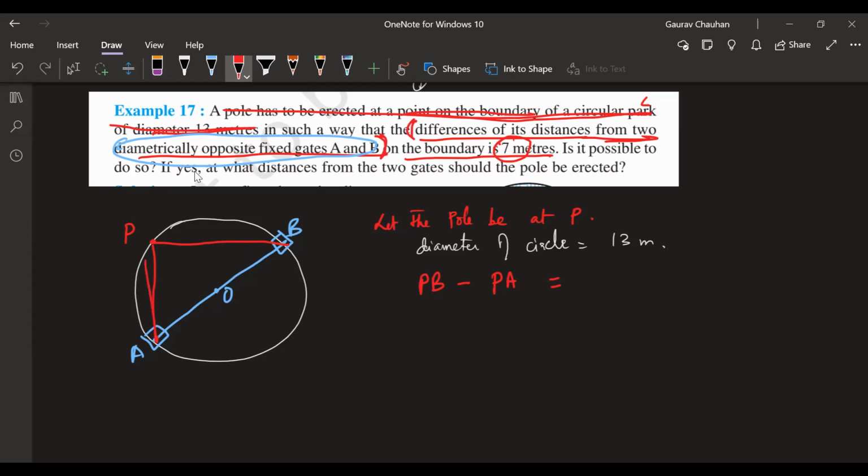So from this gate, if you are going to this pole, suppose you are taking 10 meters. This distance you will take 17 meters. I don't know how much, but whatever it is, 11 meters means this is 18 meters. Whatever the distance is, that is the difference. If you are walking from point A to P, and from B to P, you will take 7 meters more. That's all. PB minus PA is equal to 7 meters. This is one more part of information you have.